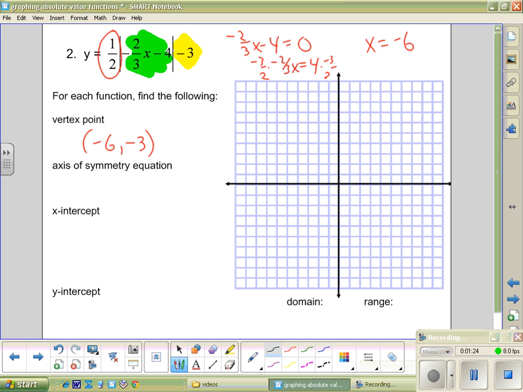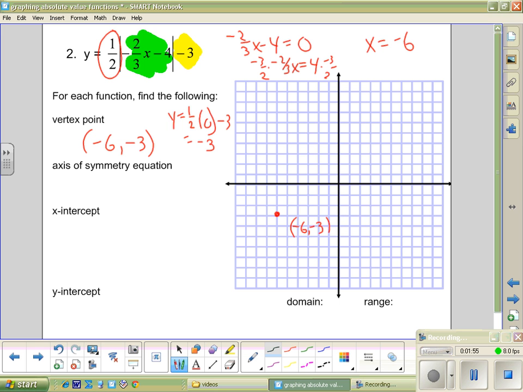And just to review, you remember, because at that particular point, when x is negative 6, everything inside the absolute value goes away, and you're left with y equals 1/2 times nothing, which is nothing, minus 3. So y is equal to negative 3 when x is negative 6. So I've got my vertex, and I'll plot it right now. So negative 1, 2, 3, 4, 5, 6, down 3. There's my vertex at negative 6, negative 3.